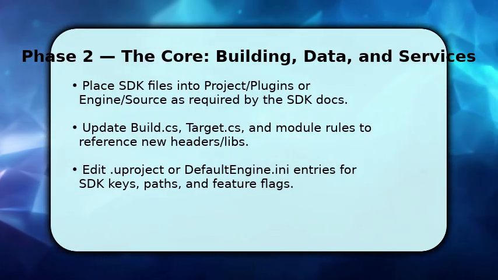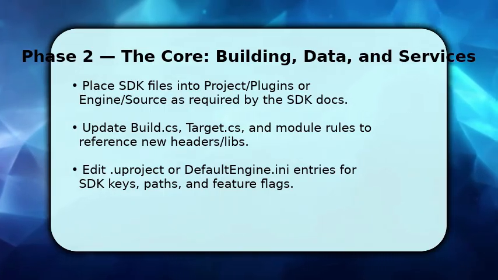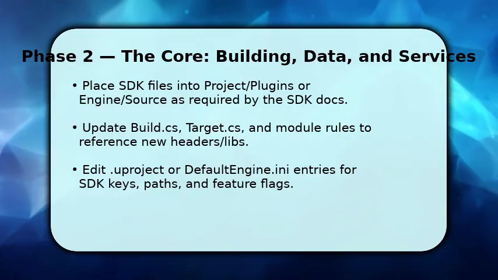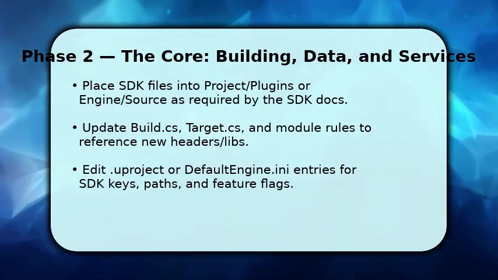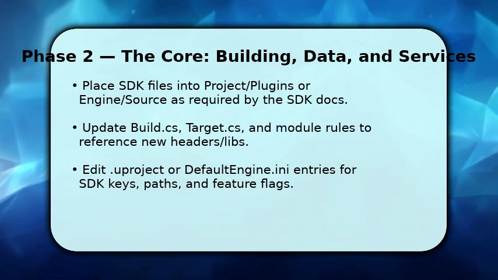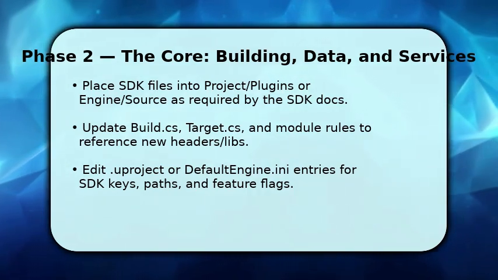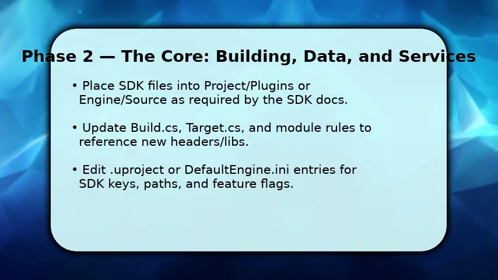Next, modify Build.cs and target files to add include paths and link libraries. This tells Unreal Build Tool how to compile. Then, update .uproject or DefaultEngine.ini with SDK-specific settings, API keys, or enable flags so the engine can initialize the SDK at runtime.